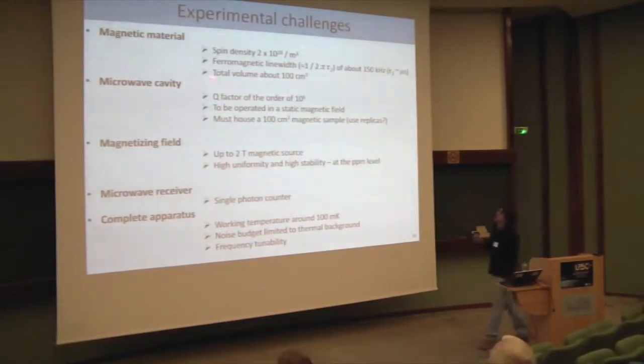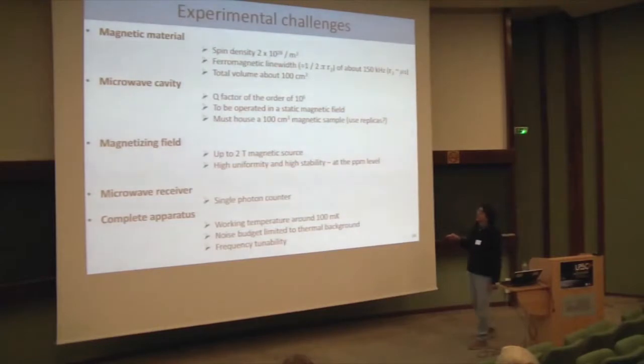So magnetic material has to have a very high spin density, which is already feasible, but it's not feasible to have this density together with such a large volume and sharp line width. Then we need microwave cavities, which should have the same Q factor as the axion, of the order of 10 to the 6. And the key point is that you should get this high Q factor inside the static magnetic field, which is not trivial. And of course, it must house 100 cubic centimeters of samples.